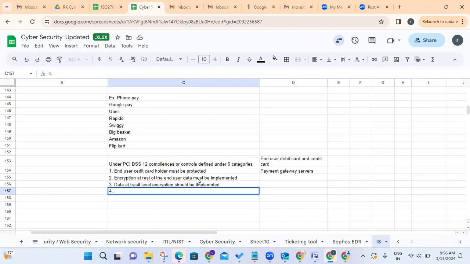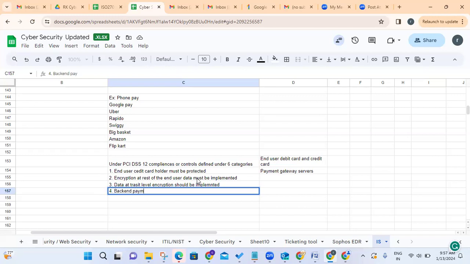Next one is backend server side payment gateway. Whatever servers you are using for the payment gateway, we should not use the default passwords on the backend servers. For example, whenever you purchase a server, by default HP or IBM servers give the username and password as admin or demo. So we should not use those default passwords.